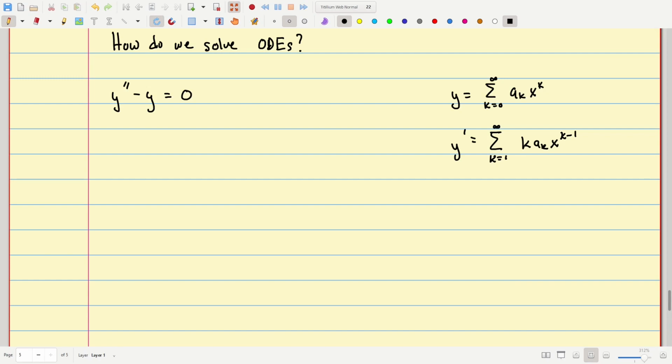It's 0, right? Because that's a constant. So that's why the series starts at 1 now and not 0, because that term was destroyed by the differentiation. When I take the next derivative for y double prime, the same thing happens. Okay, now what we do is we plug this in.